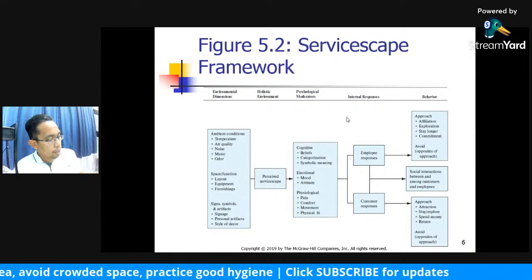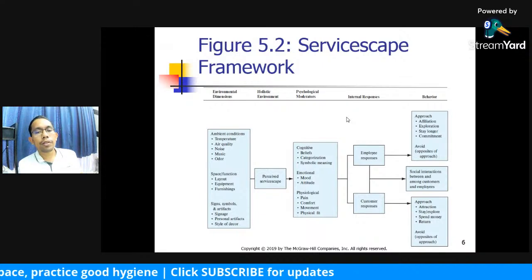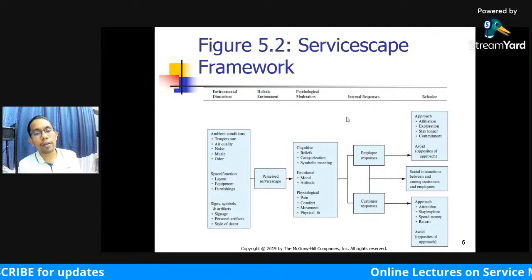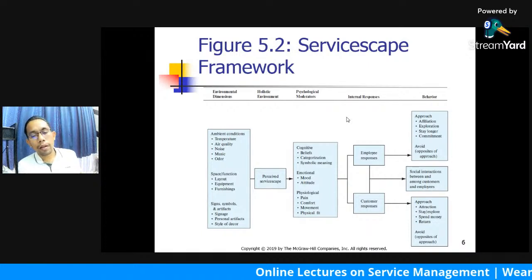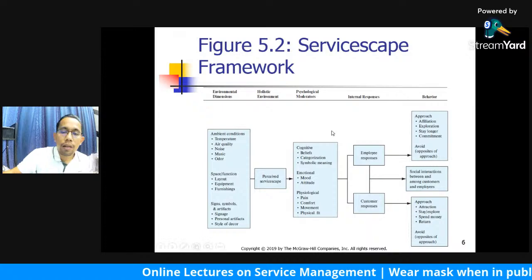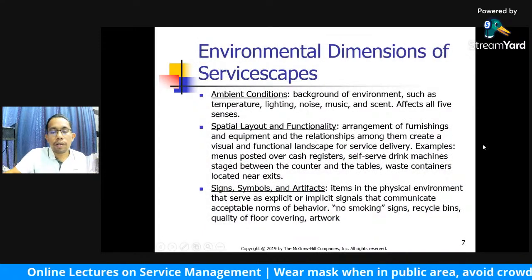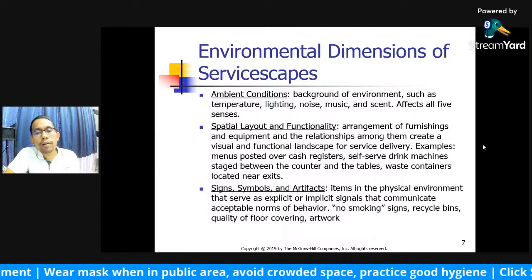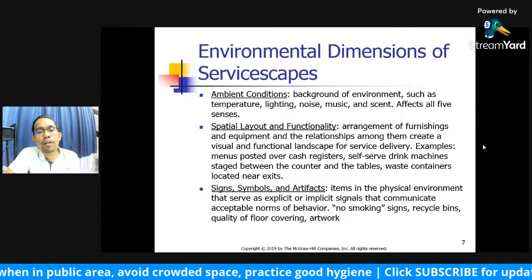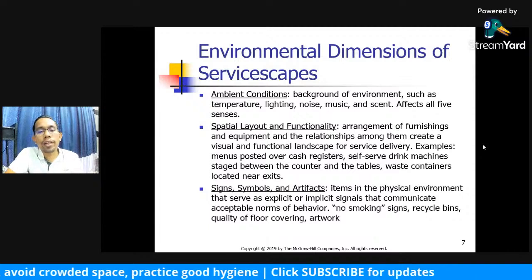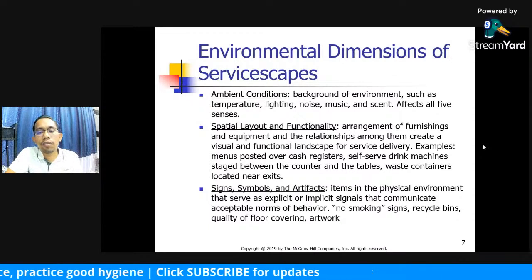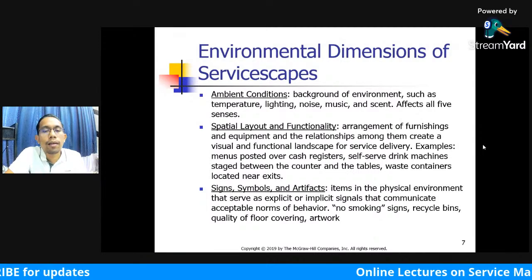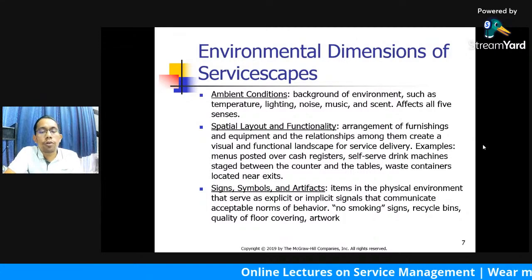Another thing is about the layout, the arrangement of the furniture. The arrangement of furnishing, equipment, and the relationships among them create a visual and functional property. For example, menus, posters, the cash register, self-serve machines, things between the counter and the table, with the container located near the exit. All those things play an important role.